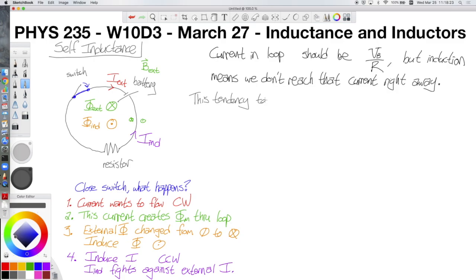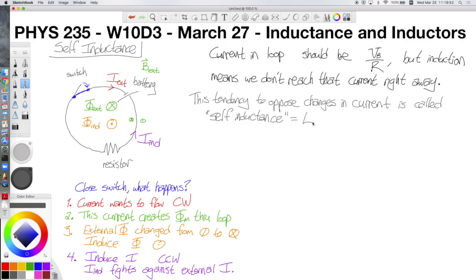So, in words, this tendency of the circuit to oppose changes in current is called, wait for it, self-inductance. And self-inductance is given the variable L.